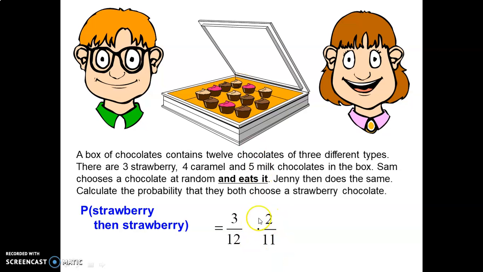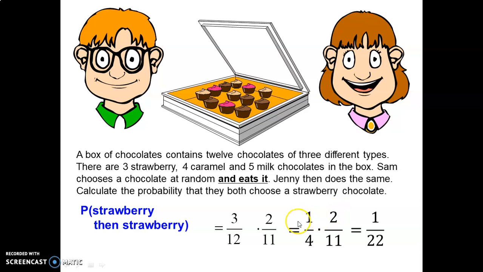So her odds of getting a strawberry are lower than his were. So when you multiply those, it's 1/4 times 2/11, you get 1/22. Before the chances were 1/16, now it's a 1 in 22 chance that both of them will get strawberry. Again, that makes sense because he has reduced her odds of getting a strawberry.